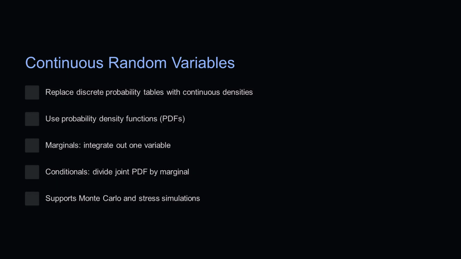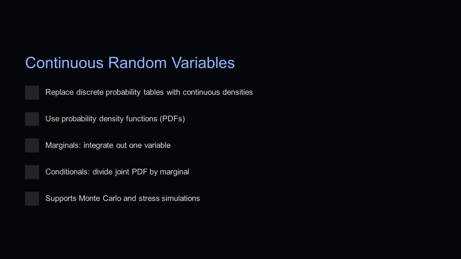The joint density function gives the likelihood of combinations of outcomes. The marginal density comes from integrating the joint over one variable, and the conditional density is the ratio of the joint density to the marginal of the conditioning variable. For example, in a two-asset model, you might integrate the joint PDF of stock and bond returns to get the marginal distribution of stock returns. Or you might compute the conditional distribution of bonds given that equities fell by a certain amount. These operations allow continuous modeling of joint risk, crucial for simulation-based methods like Monte Carlo.